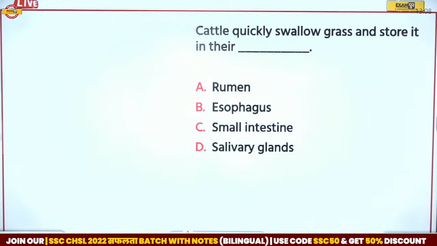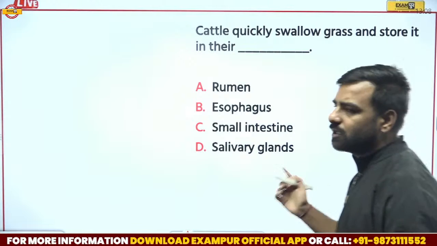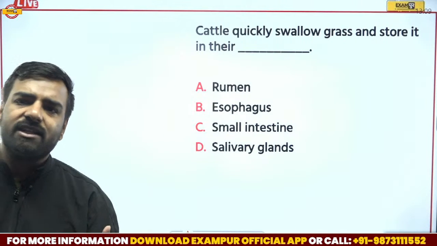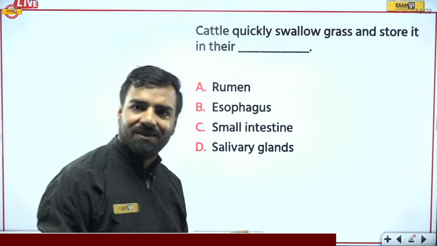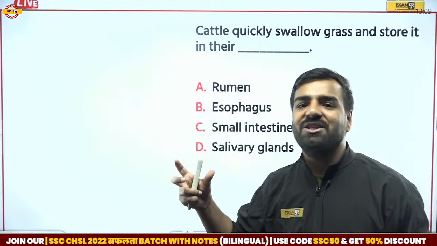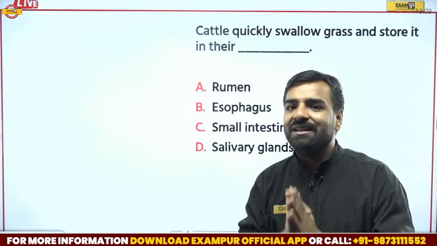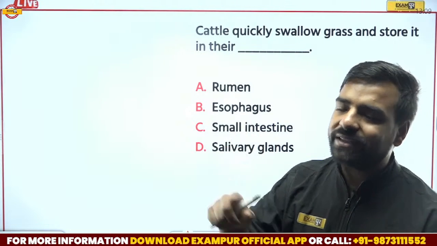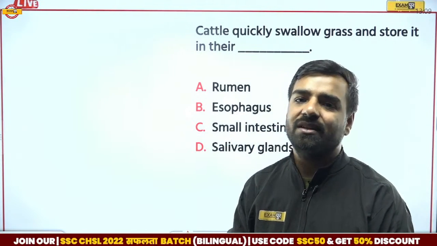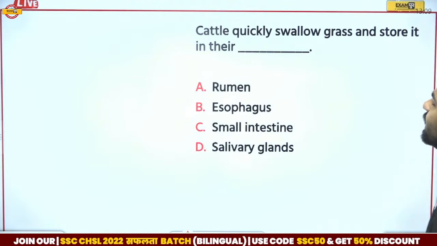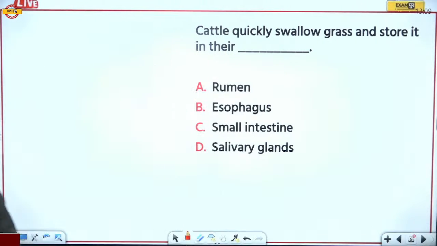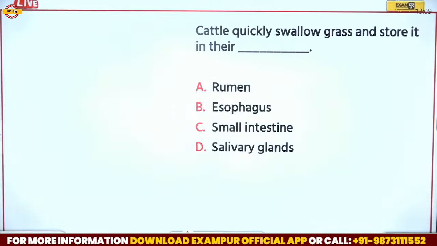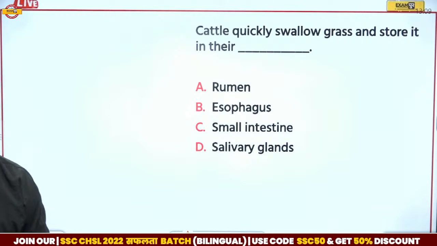Next, we have: cattle quickly swallow grass and store it in their what? Let's see who can give this answer. Everyone who is in the session now, please start commenting so that I can start interaction with you and we'll go into more depth. We can do the postmortem of the questions also. But I need your help, because once you put up your doubt, I'll go through all the operations in that particular question. Cattle quickly swallow grass and store it in their what? I want an answer from everyone. Who is there in the session, please comment and let me know. Waiting for the answer.